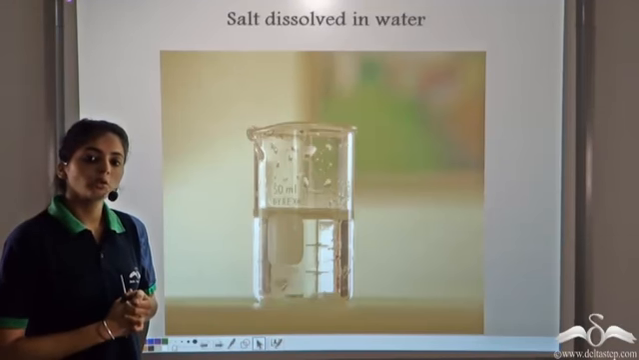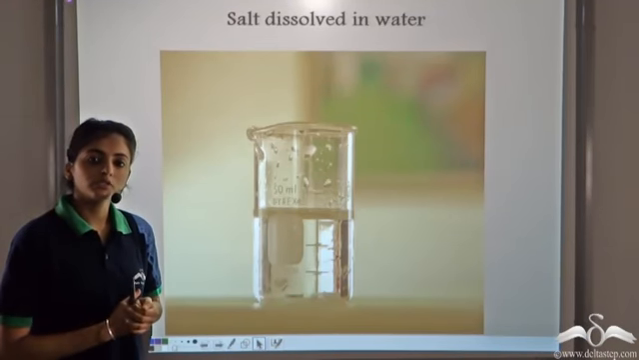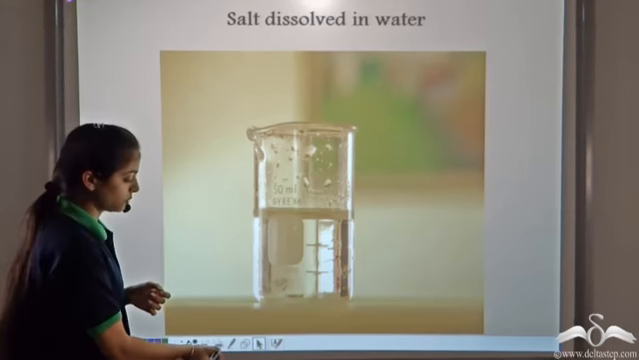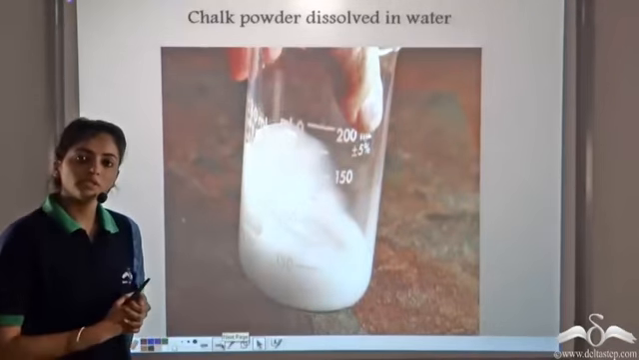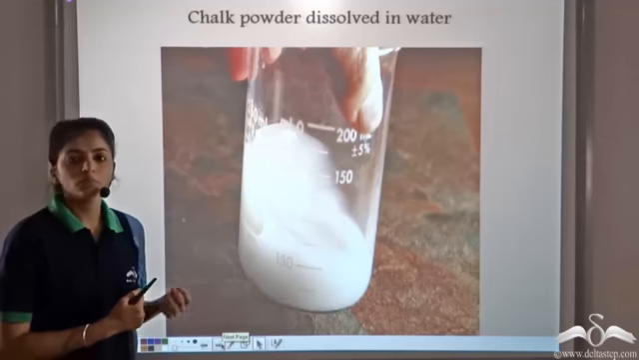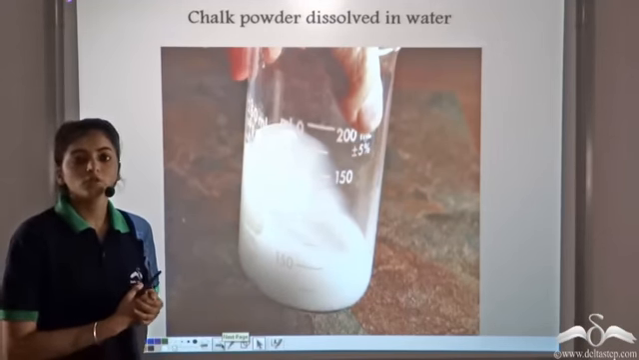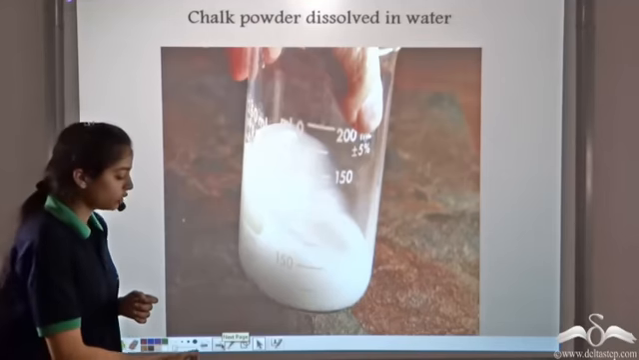You take 1 spoon of salt, you dissolve it in water, you see that it quickly dissolves. Now you take 1 spoon of chalk powder. You dissolve it in water, you see only a small amount may be dissolved, most of it does not dissolve in water. So we define a term known as solubility.